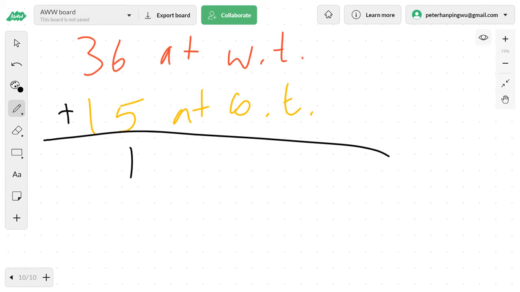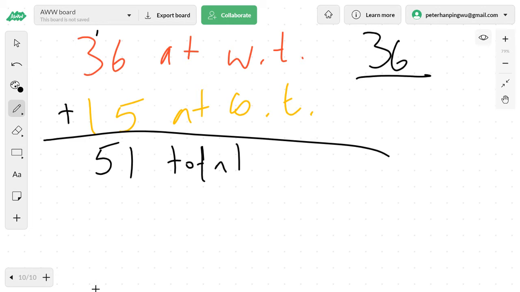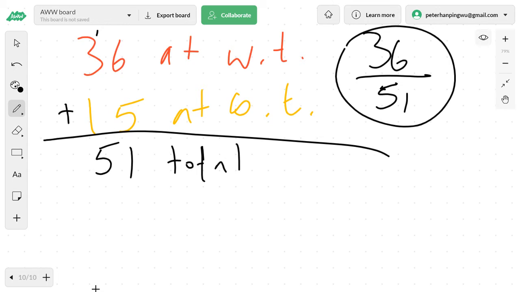5 plus 6 gives 11, carry the 1. 3 plus 1 is 4, add the 1. We have 51 total students. So our fraction of students that are working at water tables is 36 out of 51 total. We're not quite done though, because this can be simplified. So what I'm going to do is simplify 36 51sts by dividing the same thing on the numerator and denominator.